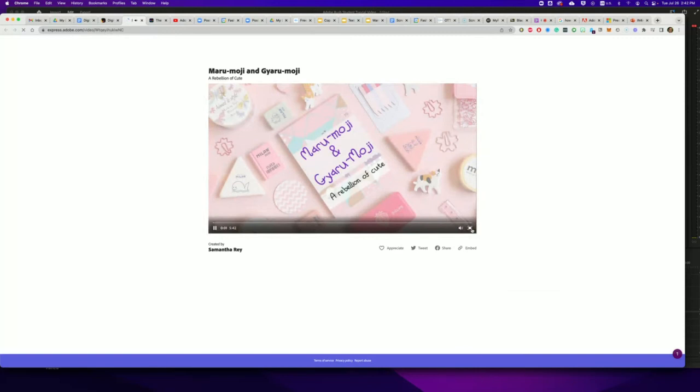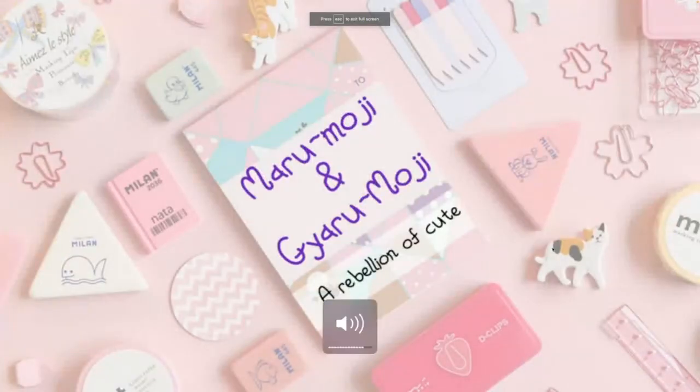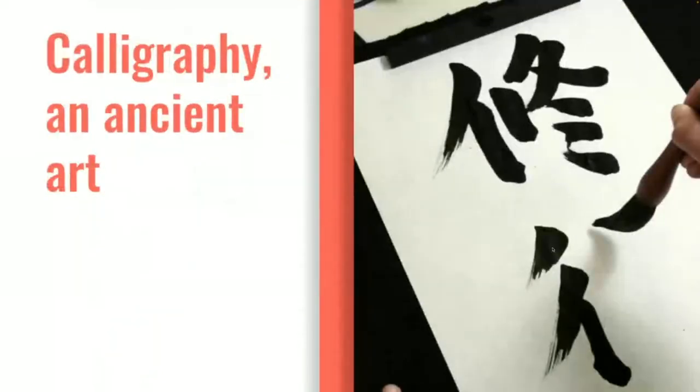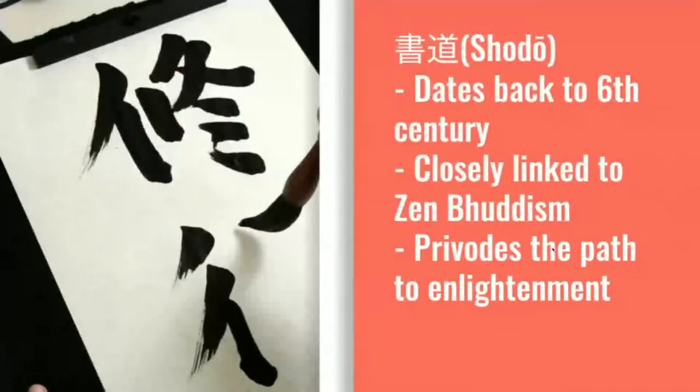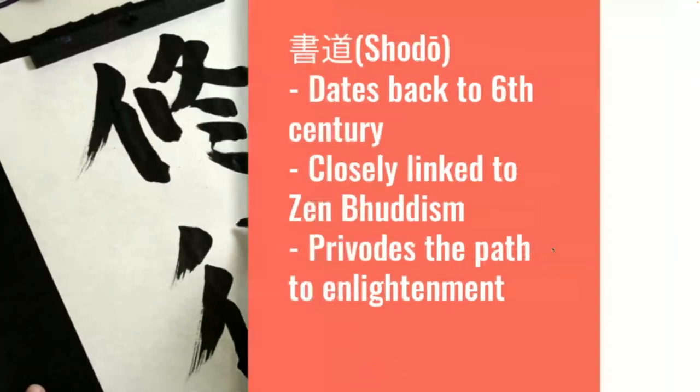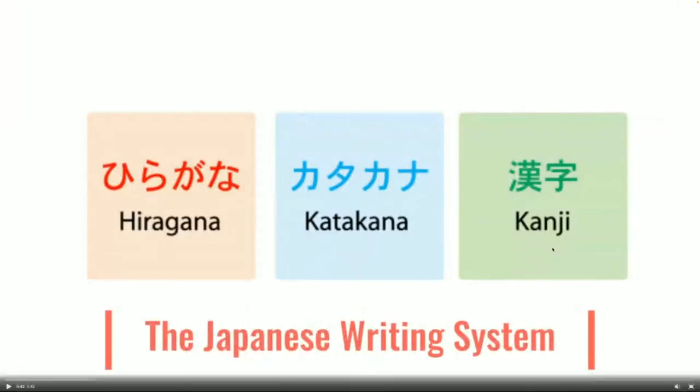Hi, this is Samantha Ray, and today we're going to talk about the script forms of Marumoji and Gyarumoji and their use as a form of rebellion against feminine ideals in Japanese society. But before we can really analyze these scripts in context, we need to go into a very brief overview of Japanese calligraphy and the Japanese writing system. The Japanese art of calligraphy, known as shodo, dates back to around the 6th century, when it was introduced from China. However, despite its Chinese origins, Japanese calligraphy began to develop its own tradition as it adapted to use with Japanese script, and the art form became closely linked to Zen Buddhism. The tradition of Zen calligraphy is a way of bearing one's emotions and is seen as providing a path to enlightenment. The modern Japanese writing system.